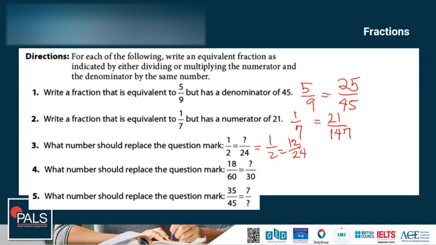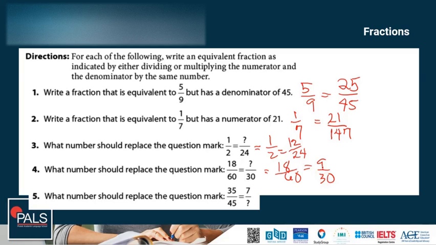Number 4, what number should replace the question mark? 60 becomes 30 by dividing 60 by 2. So 18 divided by 2 is 9. So the question mark is 9. So 18 over 60 is equal to 9 over 30.